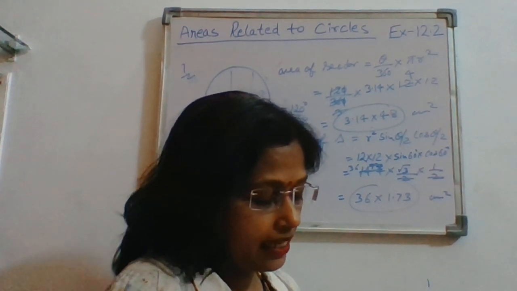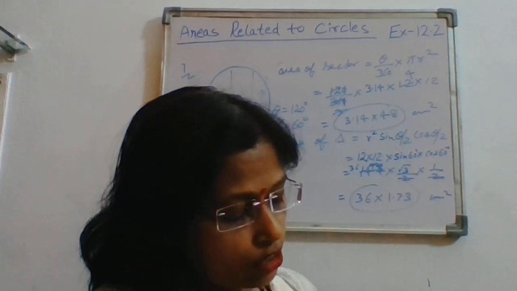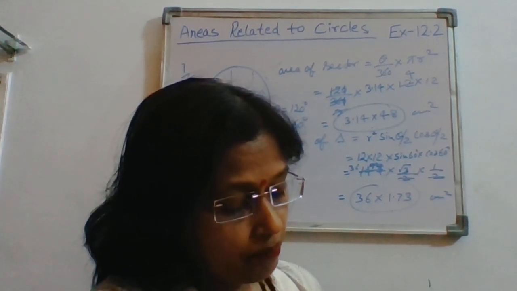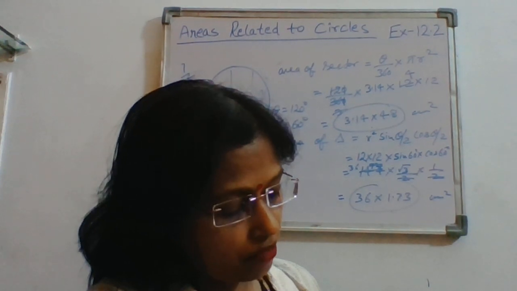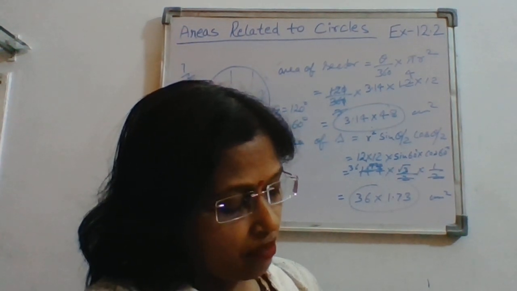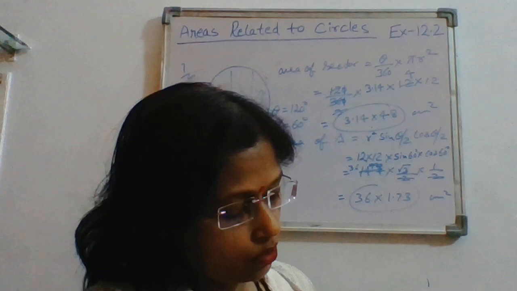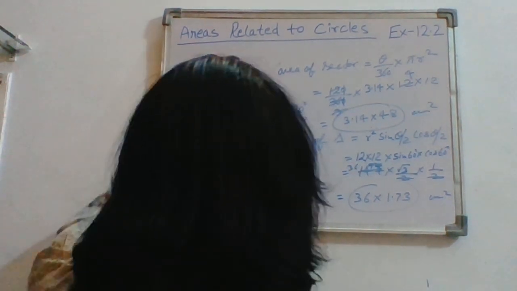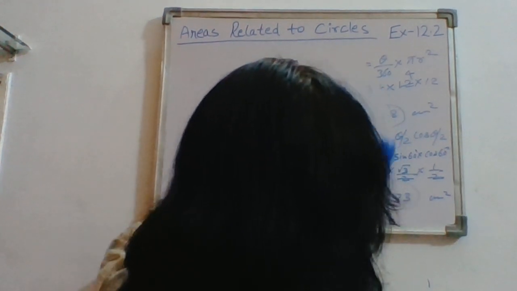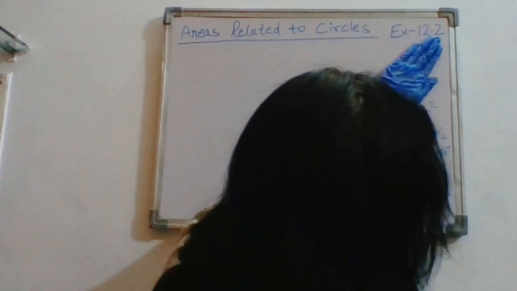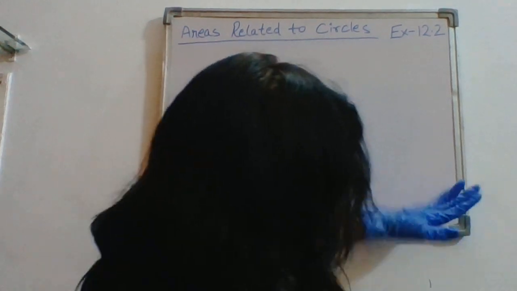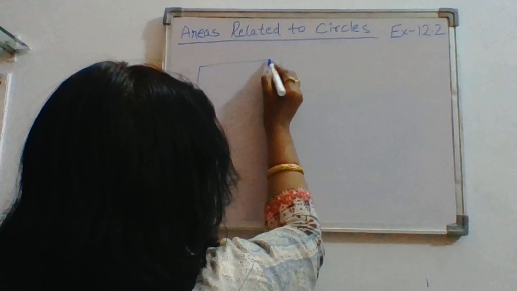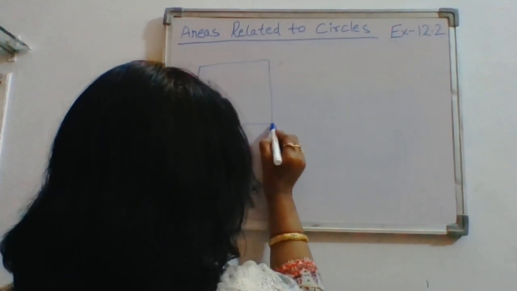Now see question number 8. A horse is tied to a peg at one corner of a square-shaped grass field of side 15 meter by means of a 5 meter long rope. Find the area of that part of the field in which horse can graze. Simply understanding the question. A field is square shaped, but the horse is tied there at one of the corners of the field, and the length of the rope with which it is tied is 5 meter only.